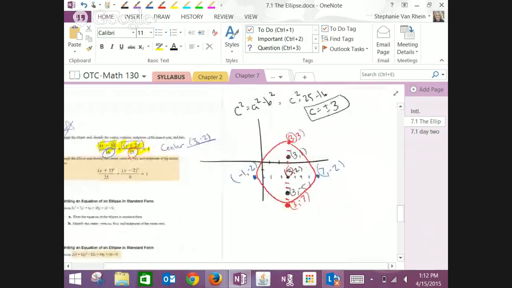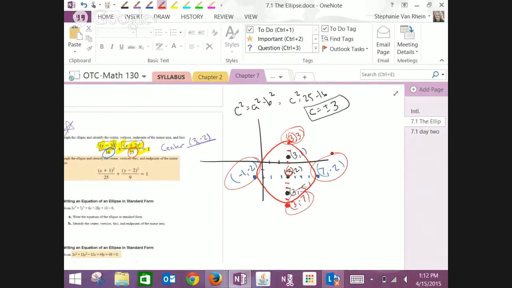From the graph, I can get my points. The center is 3, minus 2. The vertices would be 3, 3, and 3, minus 7. The minor axis endpoints are minus 1, minus 2, and 7, minus 2. And the focus points are 3, 1, and 3, minus 5. You guys see that?